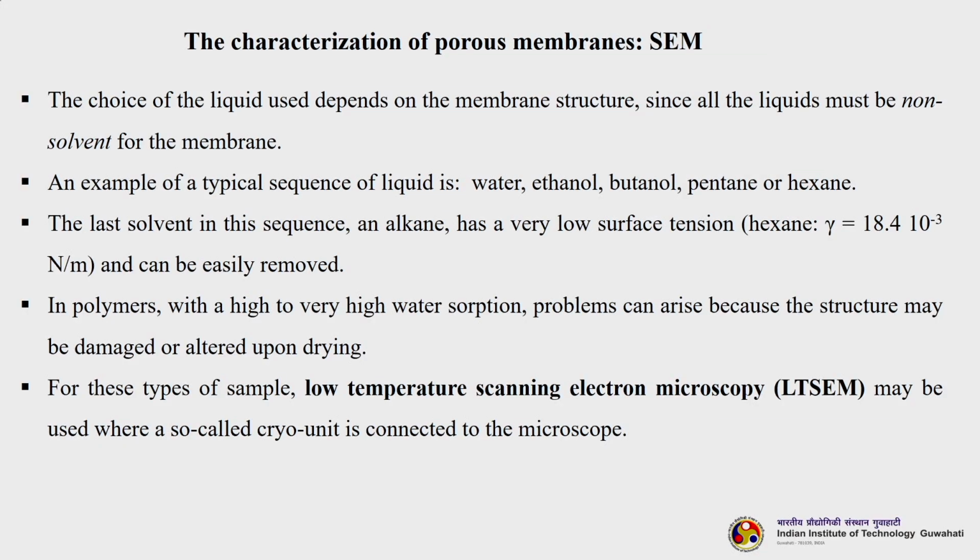An example of a typical sequence of liquids is water, followed by ethanol, butanol, pentane or hexane. The last solvent is an alkane, which has a very low surface tension and can be easily removed. In polymers with a high to very high water absorption, problems can arise because the structure may be damaged or altered during drying if they contain liquid.